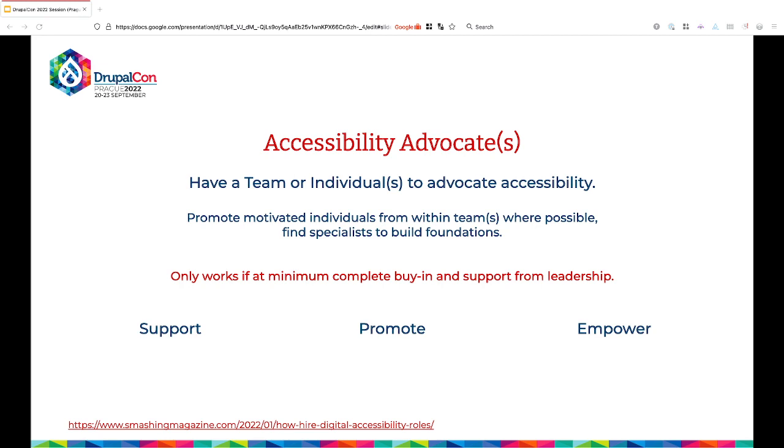Now, the three things an accessibility advocate will be motivated to do within the organization are supporting every stage of accessibility, so supporting developers, learning and designers, understanding how they can improve, promoting accessibility, promoting requirements, and then empowering everyone to learn and get better.